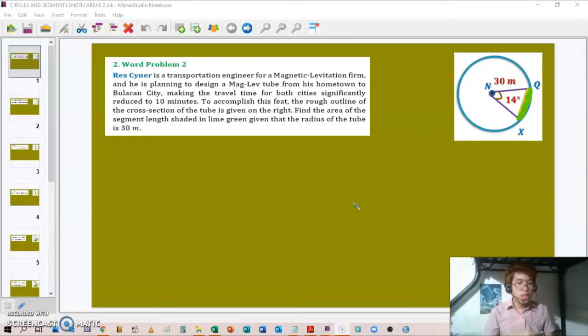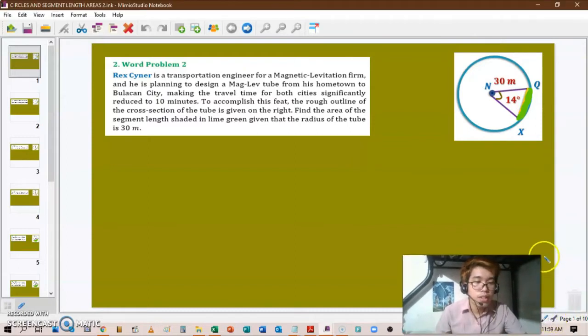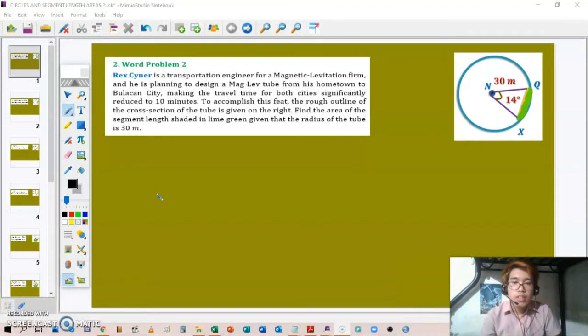Okay, so continuing with our word problems for sector and segment areas, for our last lesson here on geometry. We have this problem. Rex Steiner is a transportation engineer for a magnetic levitation firm, and he is planning to design a maglev tube from his hometown to Bulacan City, reducing the travel time between both cities significantly to 10 minutes. To accomplish this feat, the rough outline of the cross-section of the tube is given on the right.